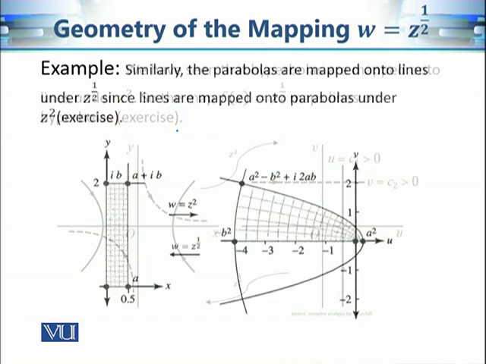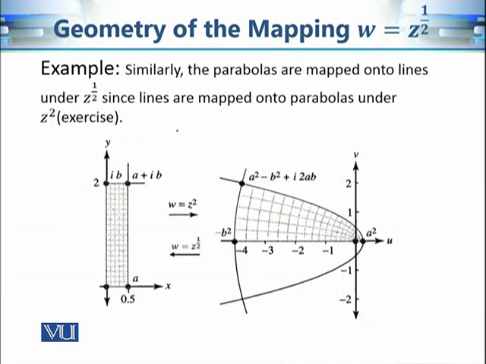And similarly, remember, we proved that if we apply z square onto vertical and horizontal lines, then we get parabolas, and we also studied their structure. Now, I'm going to leave the opposite fact as an exercise: if we are given parabolas and we apply this principal root function on them, then we should be able to get these vertical and horizontal lines.